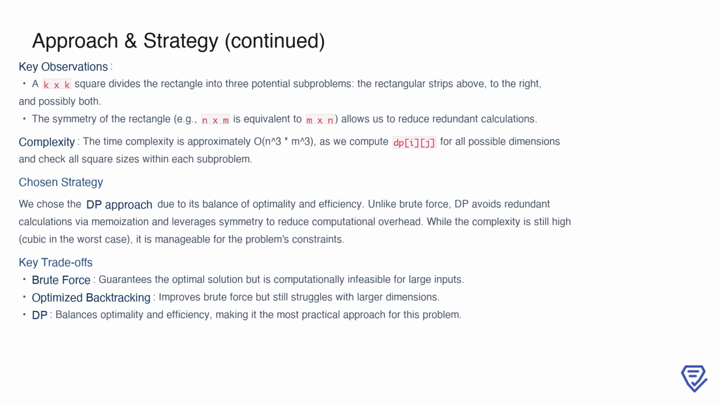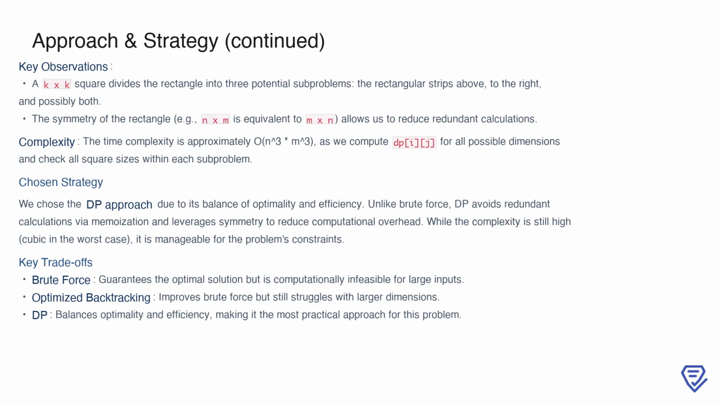When using the dynamic programming approach, there are a few key observations that simplify the process. First, placing a k x k square divides the rectangle into up to 3 smaller subproblems: a strip above the square, a strip to the right, and potentially a smaller rectangle in the corner. Solving these subproblems systematically allows us to compute the minimum number of squares needed. Another observation is the symmetry of the rectangle. For instance, a rectangle with dimensions n x m is equivalent to one with dimensions m x n. This symmetry reduces redundant calculations, as we only need to compute results for one orientation.